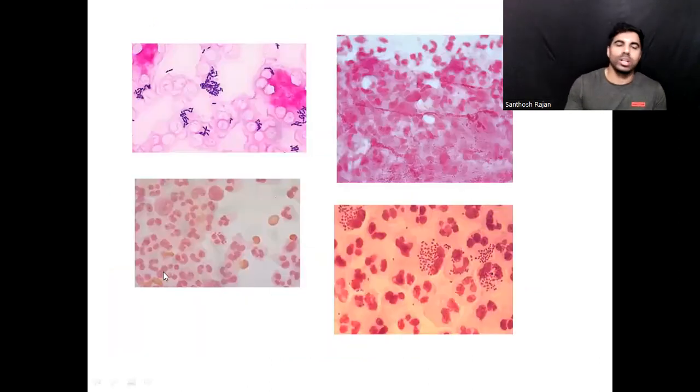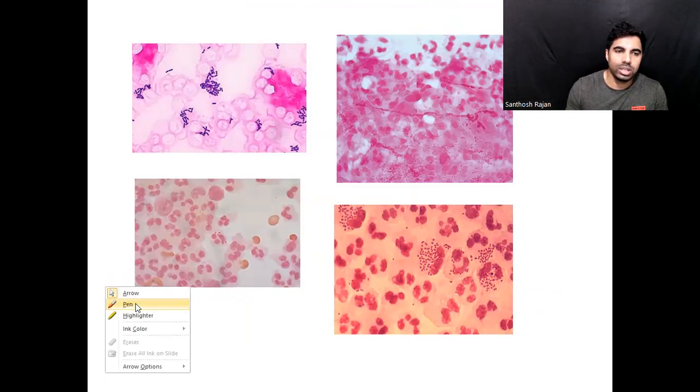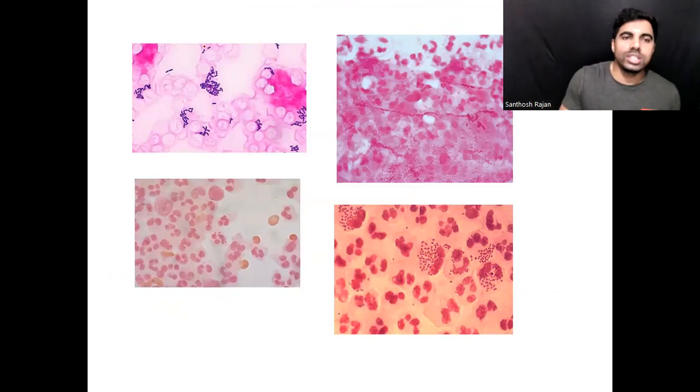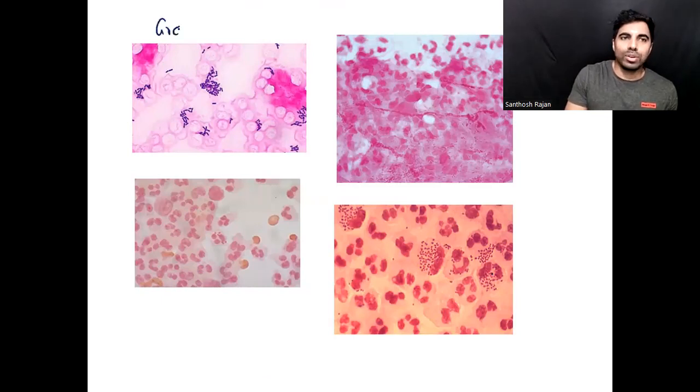Okay, now this is a different type of Gram stain. Whenever it is purple color, it is Gram positive. Gram positive is always purple color. Gram negative will be your pink color. These are Gram negative, and Gram negative means pink color.